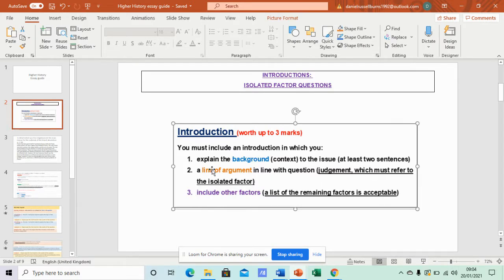Okay, so you must make sure that you explain the background, the context, and crucially here it needs to be at least 2 sentences. You need to have a line of argument in line with the question, so just a judgment, which must refer to the isolated factor, and I'll explain what that means when we see it in practice. And then include the other factors, so your other remaining paragraphs that you're going to discuss in the main body of the essay.